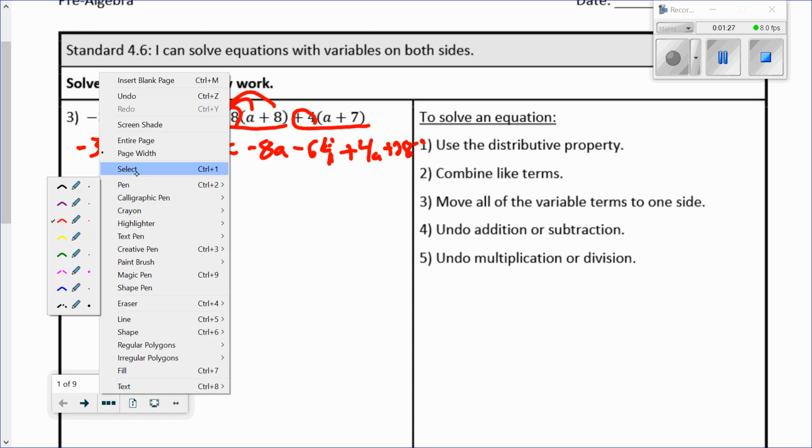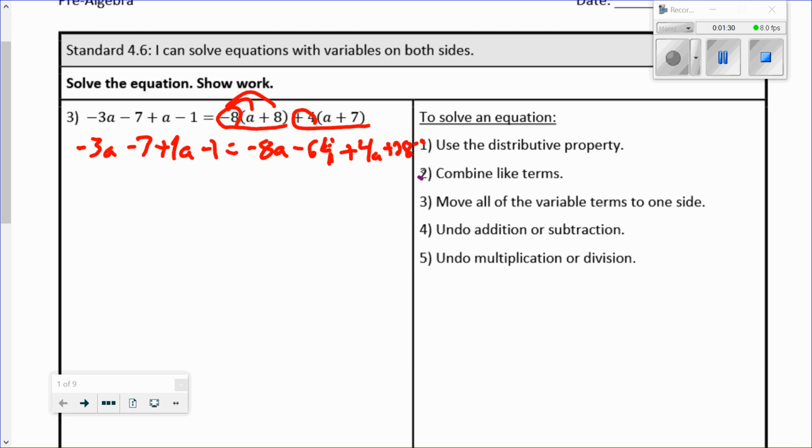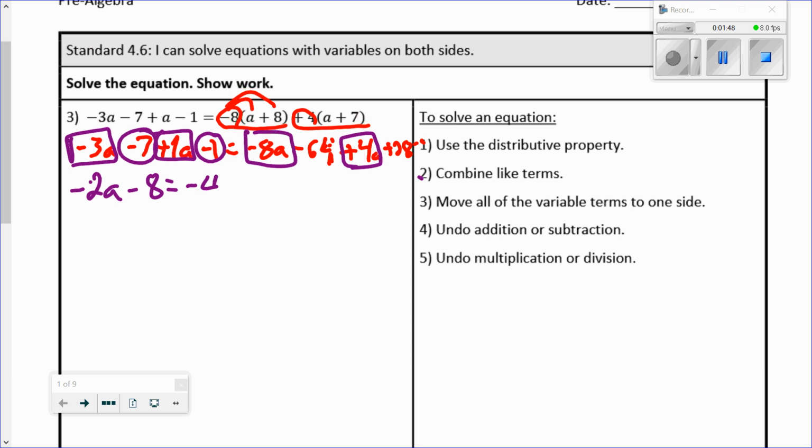Let's switch colors. Go to purple now. Purple is combine like terms. On the left, we have negative 3a plus 1a to get negative 2a, minus 7 and minus 1 to get minus 8. Here's my equal sign. On this side, negative 8a plus 4a to get negative 4a. And I have negative 64 plus 28. Type that in my calculator real quick. Negative 64 plus 28 gets me negative 36. So minus 36.